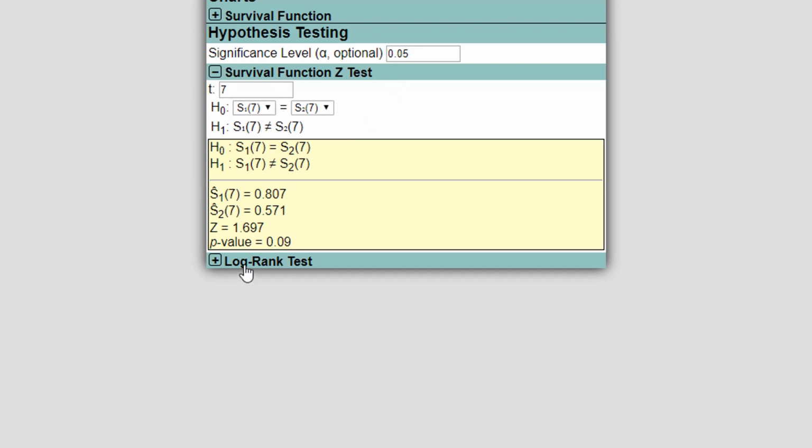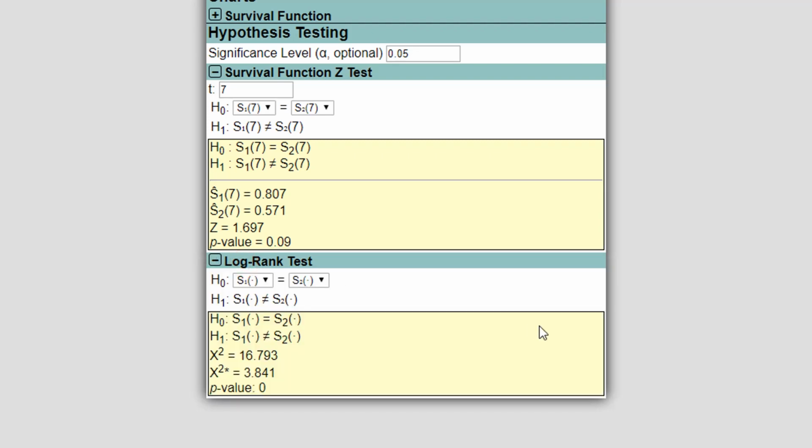The other test is a log rank test, which tests the entire survival function from start to finish, and it will tell you whether or not the two survival functions are significantly different from each other, taking the entire time range into account. The log rank test is right here. It's pretty simple. If you had more than two groups, you could choose which is going to be in your null hypothesis. But for us, we have only one.